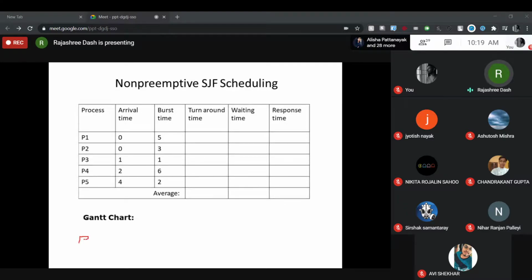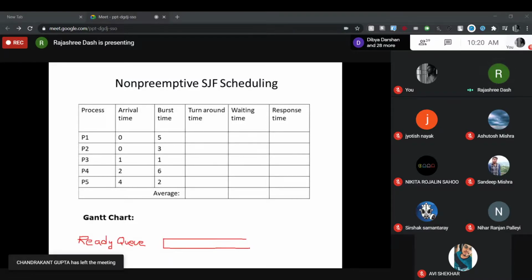Before drawing the Gantt chart, if you simultaneously represent the ready queue, it will be easy for you. The ready queue contains the processes which are ready for execution and to be allocated to the CPU. Initially, what are the processes present in the ready queue? At time 0, two processes entered the ready queue: one is P1, another one is P2.